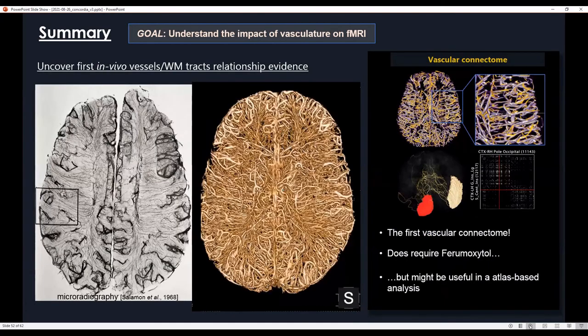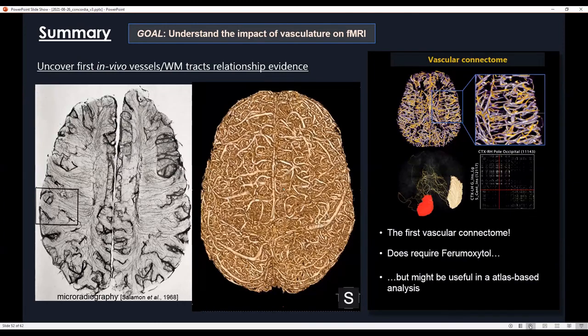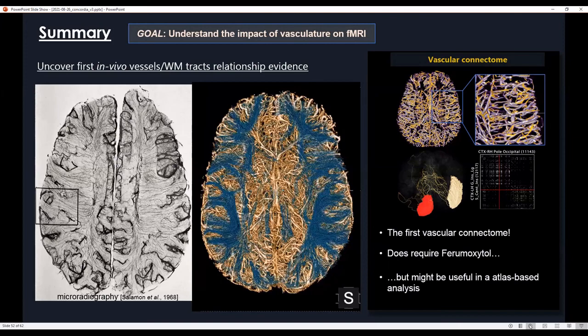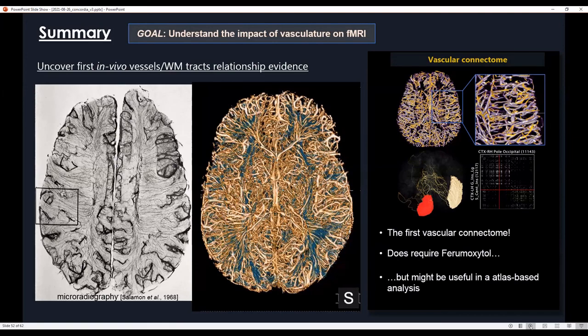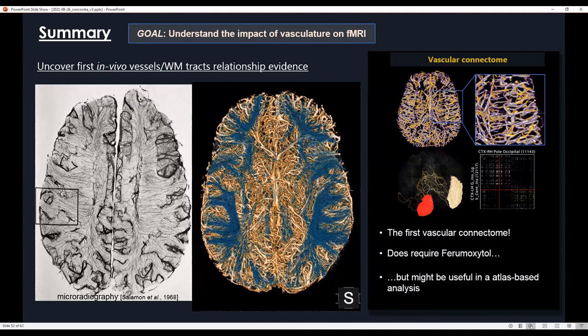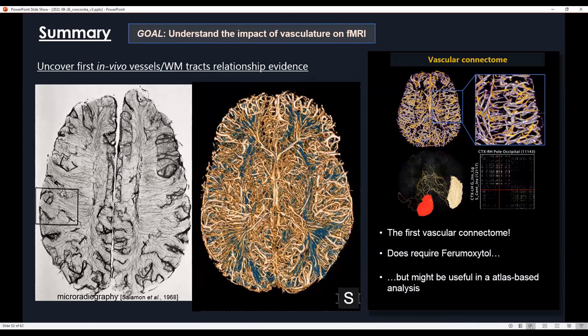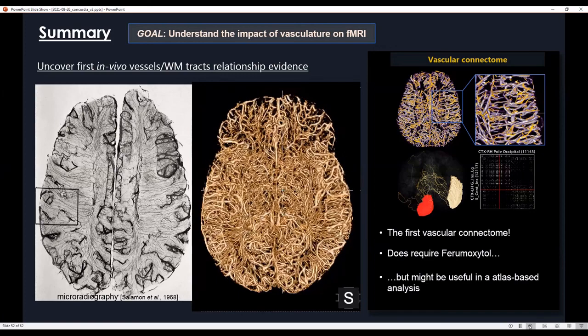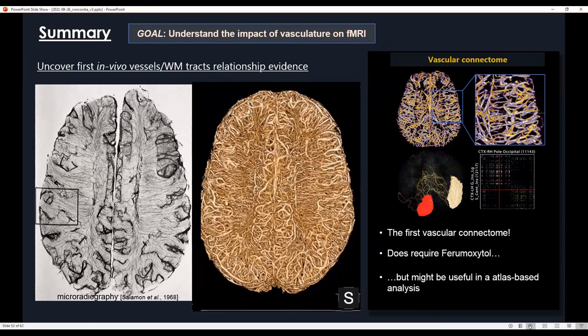And finally, I presented this new in vivo version of this histological study where we tried to see the white matter vessels, but now on top of it, we put the white matter tracks. We saw a correspondence between the tracks. Using this, we're able to connect distal regions in the brain using a vascular connectome. And we're happy to provide the first vascular connectome of the human brain.